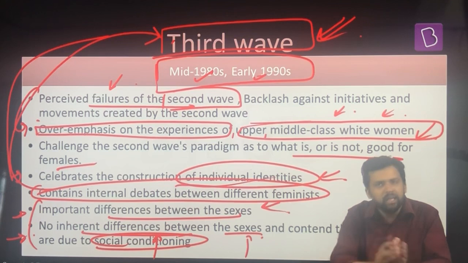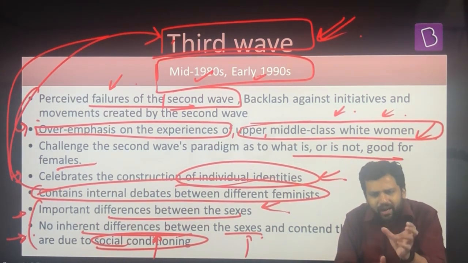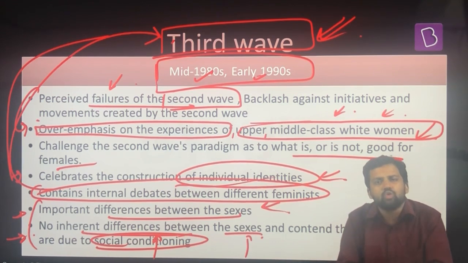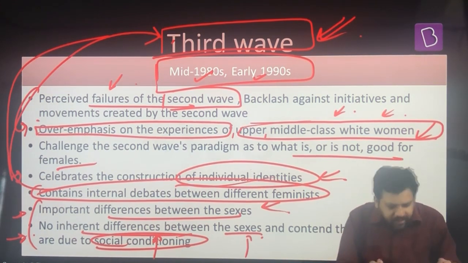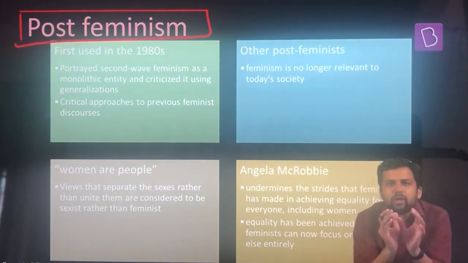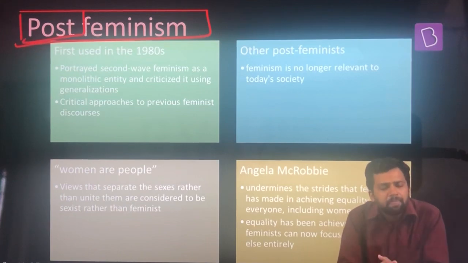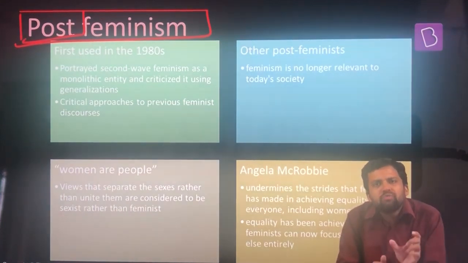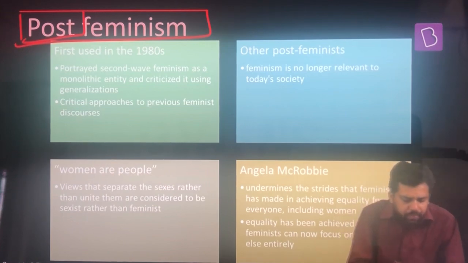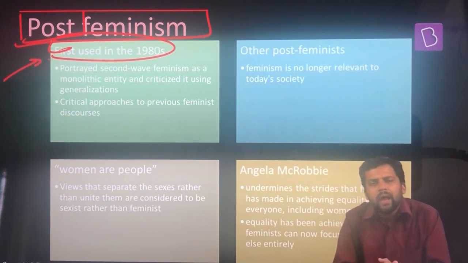Now, apart from these three waves of feminism, another term or trend is also observed, and this is referred to as post-feminism. In this term, a prefix is added to feminism: post-feminism. Now, what is the meaning of post-feminism? Post-feminism emerged in the 1980s. That is the first time we are using the term.